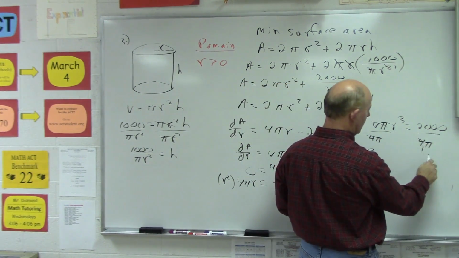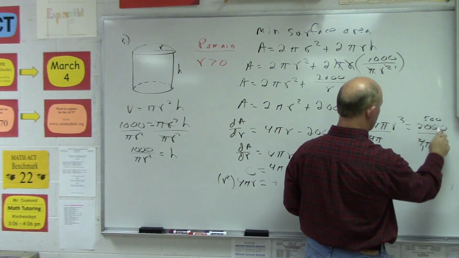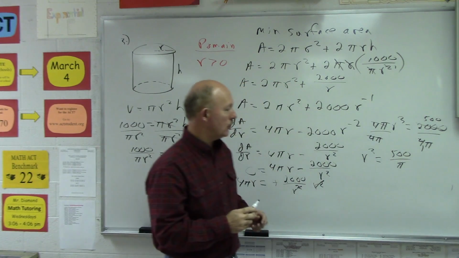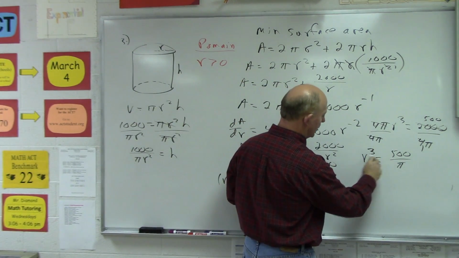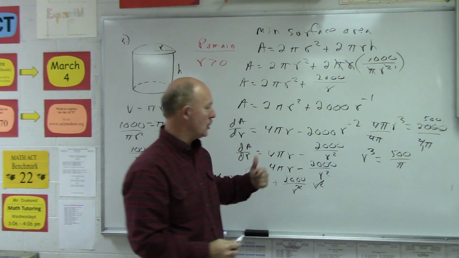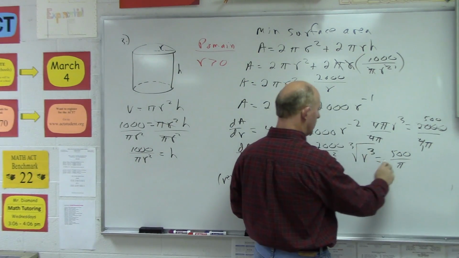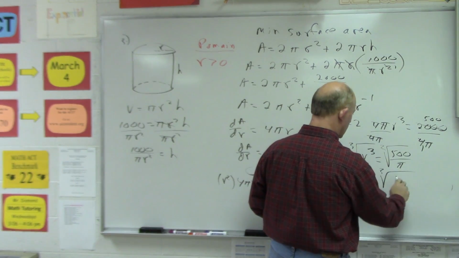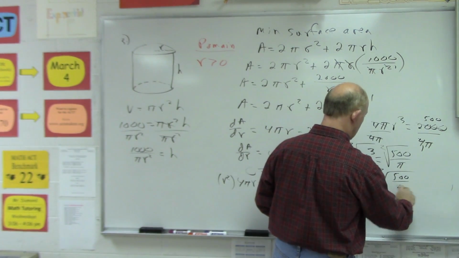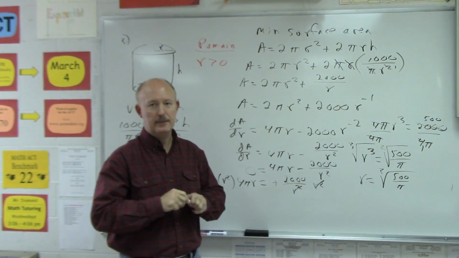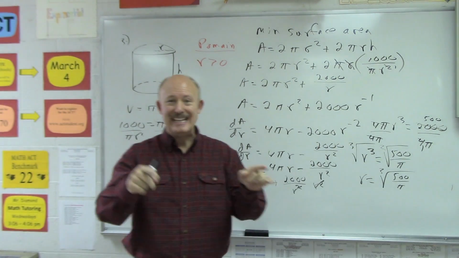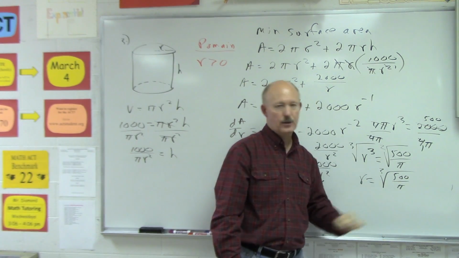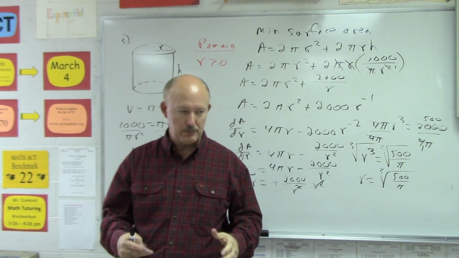Let's see, the 4 will cancel out to 1, and this will reduce to 500. So we have 500 over pi. So r cubed equals 500 over pi. Now, to get rid of that cube exponent, you're going to take the cube root of both sides. So r is equal to the cube root of 500 divided by pi. If you're looking for the exact radius, this is it here: the cube root of 500 over pi.